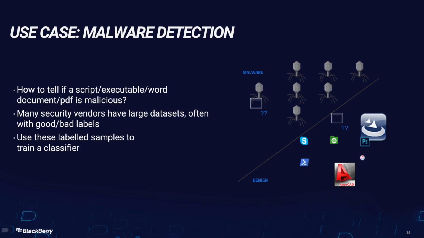Let's go back to our primary use case of malware detection, right? We're going to use machine learning to see if we can detect malicious software. So we need to be able to identify, can we tell if a script or an executable or a document is malicious or not? Many security vendors have these massively large data sets of good and bad software, and they're oftentimes categorized as good and bad, right? They're labeled. And so, can we actually use these pre-labeled samples to actually train a classifier?